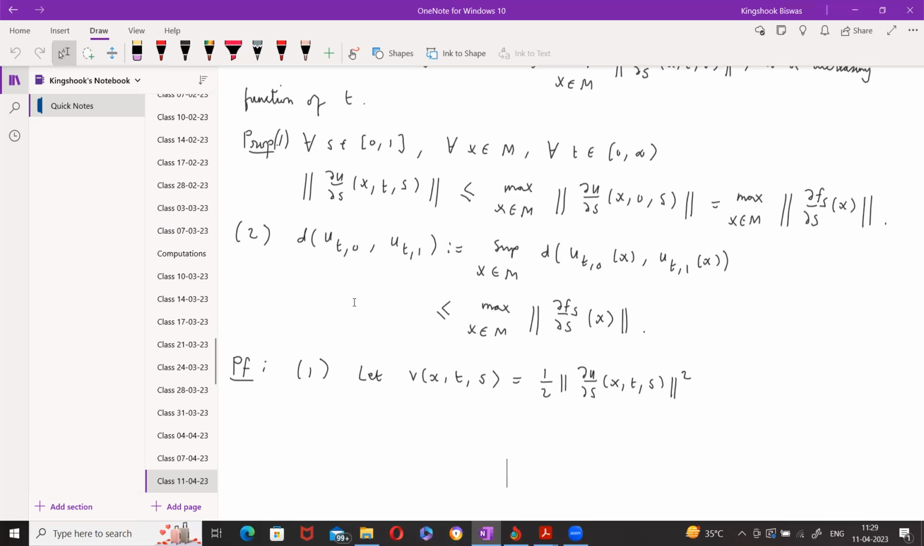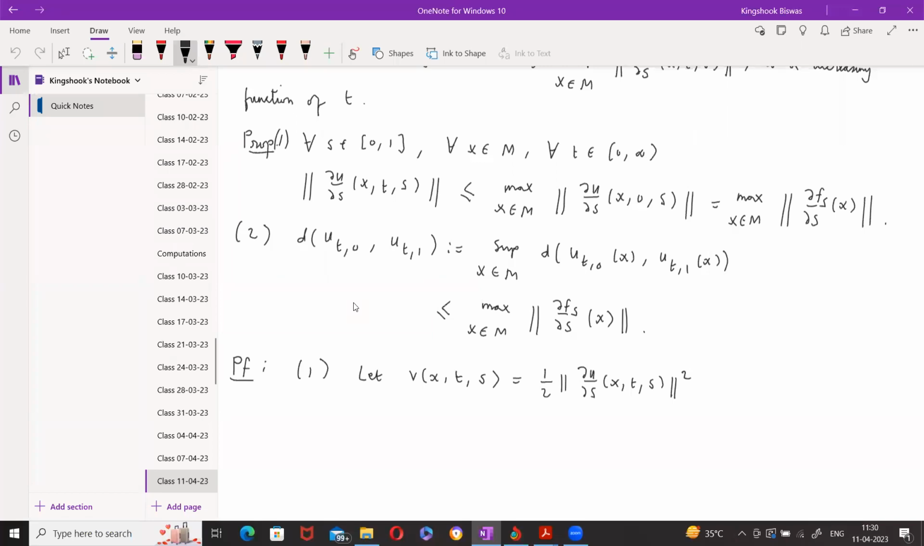The main tool is the parabolic maximum principle. So that's what we're going to use here on this function v. We're going to apply the parabolic maximum principle. To do that, we have to compute two things: one is the Laplacian of v and the other is the time derivative of v, right?